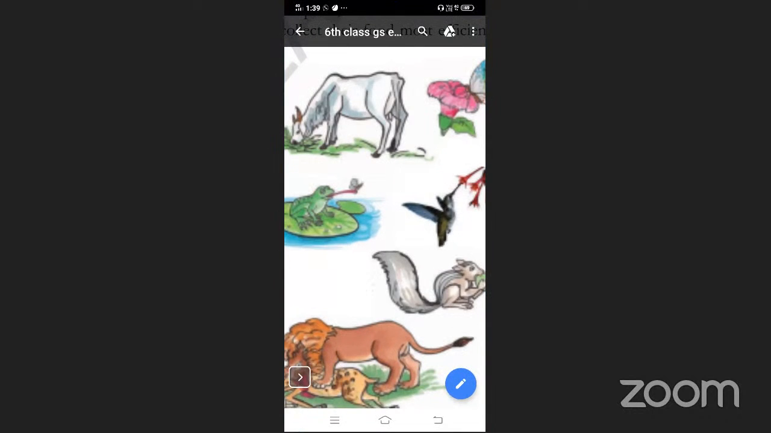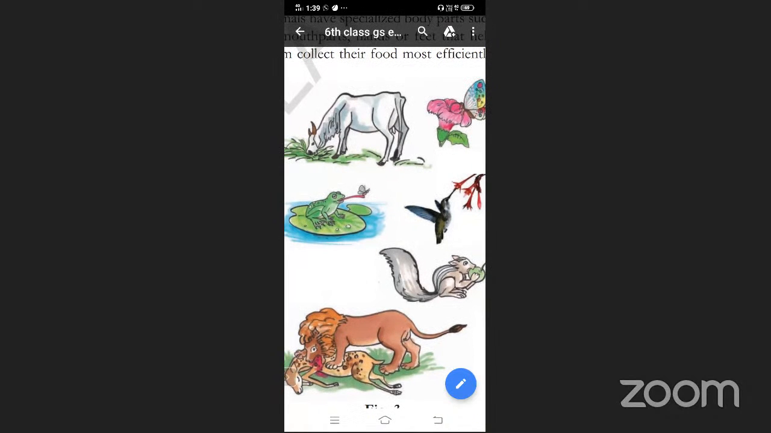In the previous class, we talked about all animals. See, children, the eating, the collection of food is one thing, yes or no? And capturing is another thing. That means the way of eating.